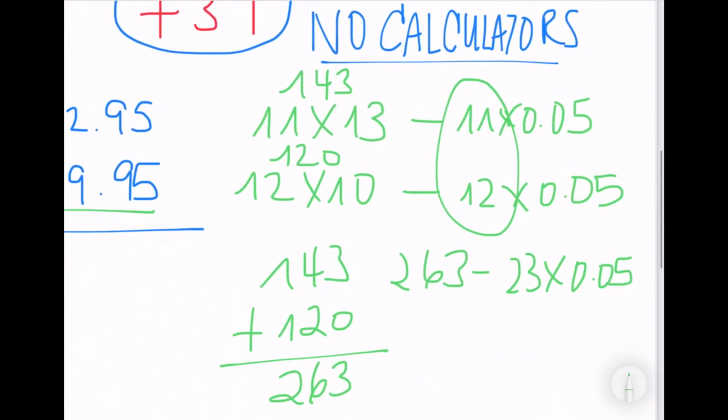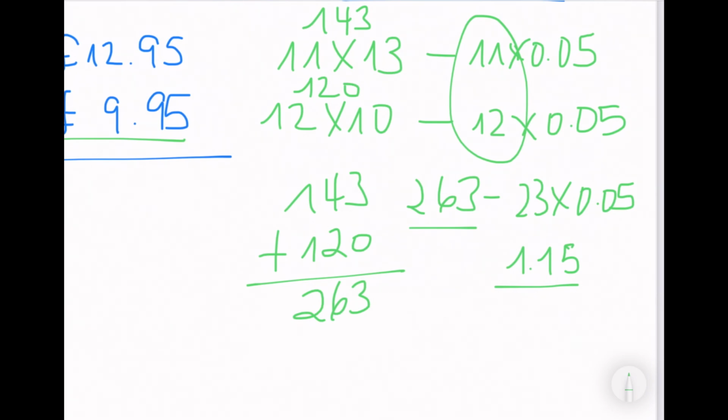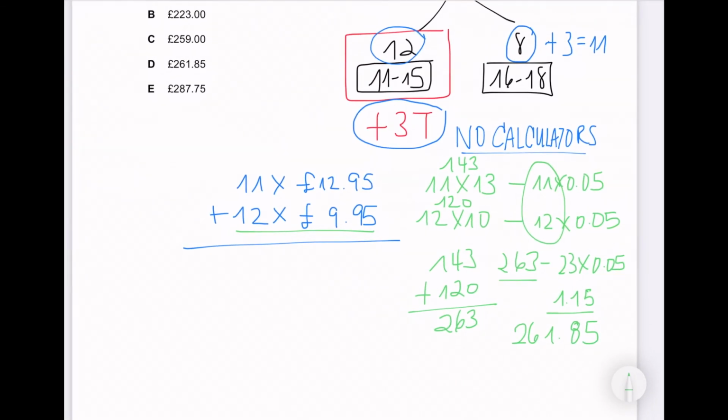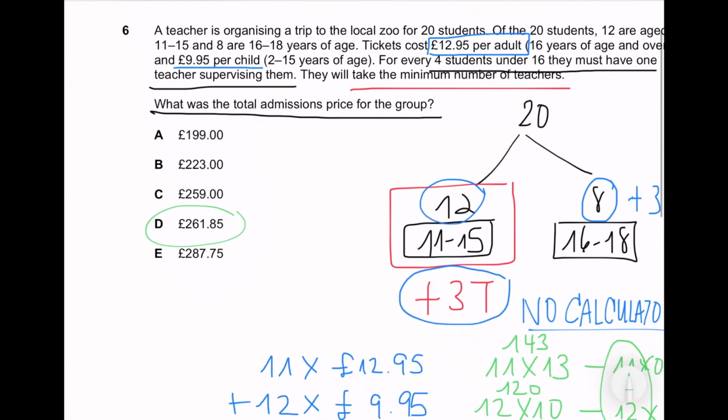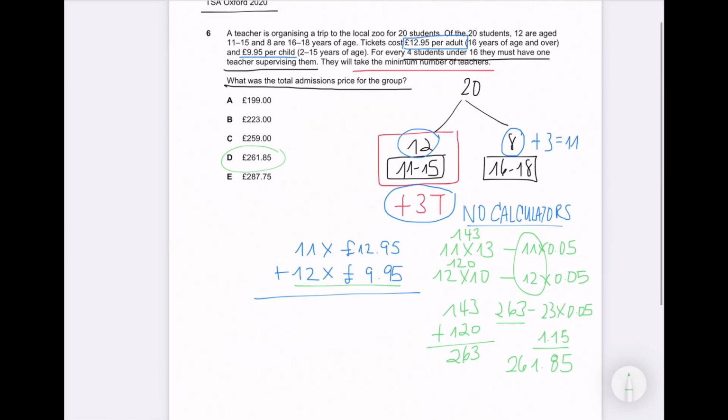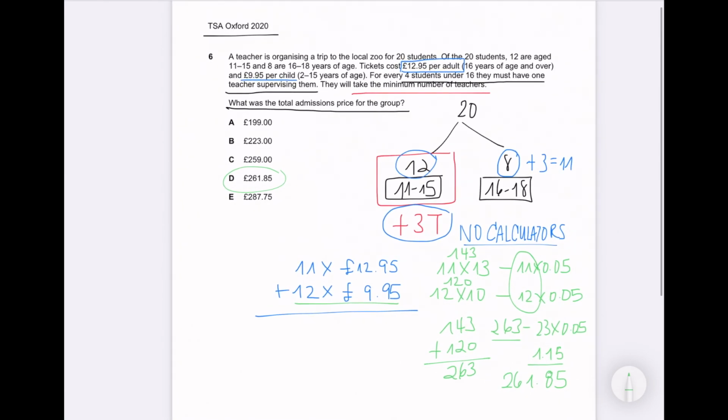And then we'll do 263 minus the 23 times 0.05. 20 times 0.05 is 1.00. And then we're going to add an extra 3 times 0.05. And that equals £1.15. Okay, so 263 minus £1.15 is 260. Oh, I'm having a brain fart here. 261.85, I believe. 261.85. Yes, that's correct. Okay, so we see that answer here. The answer is 261.85. The total admissions price of the group was 261.85.